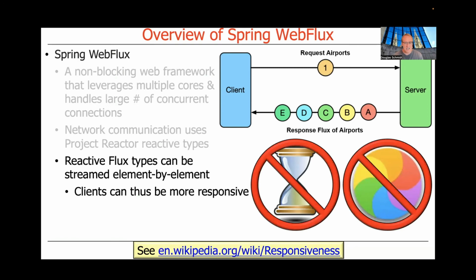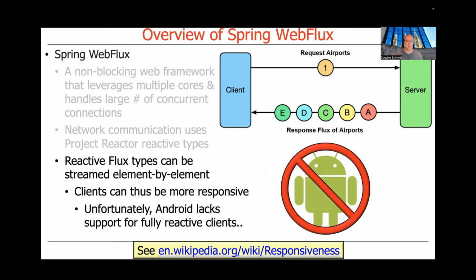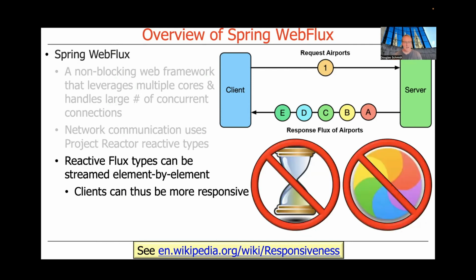And as a consequence of using these reactive types that we get from Project Reactor, clients themselves can be more responsive. And that's because they don't have to block waiting for all the data to be coalesced together on the server side and sent back in one fell swoop. So that's a very nice capability that we get with fluxes that we do not get with the other approaches you see with Spring WebMVC, like lists and collections and stuff like that.